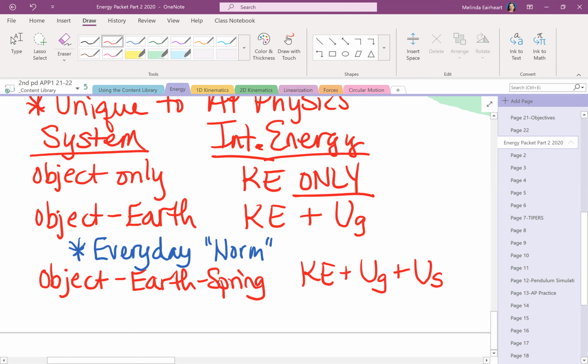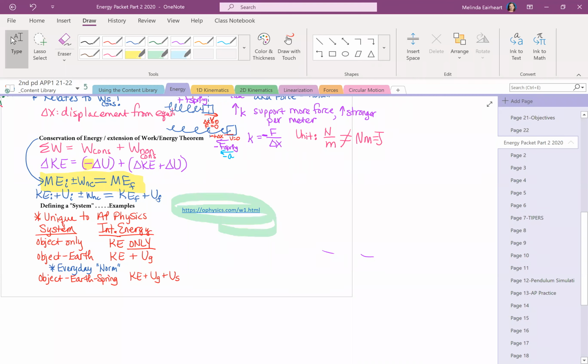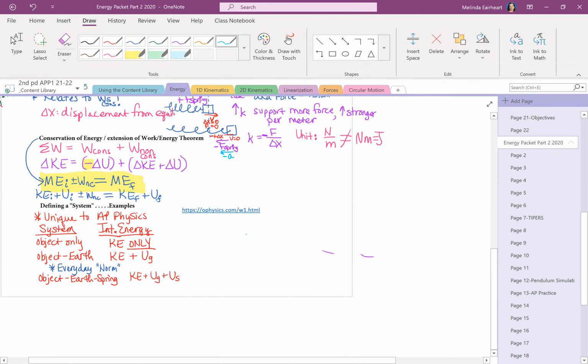Does this make sense? And so I'm going to add a third column, and we're going to do some examples coming up. Okay, we're going to do some examples. Let me move that real quick. I'm going to move that. Make sure I come back to it.